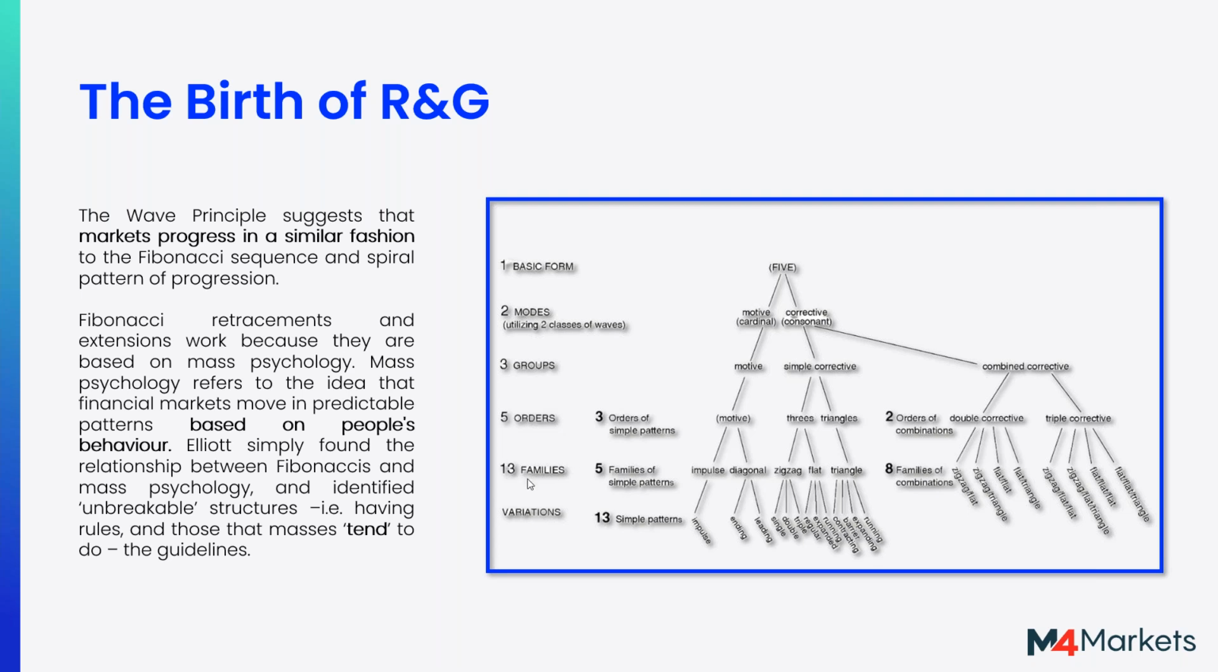You have 13 families, again a Fibonacci number. 5 families of simple patterns: equals, diagonal, zigzag, flat, and triangle. And you have 8 families of combinations, which are zigzag and flat, zigzag and triangle, flat and flat, flat and triangle, zigzag, flat and triangle, and so on. All of these combinations are possible, guys.